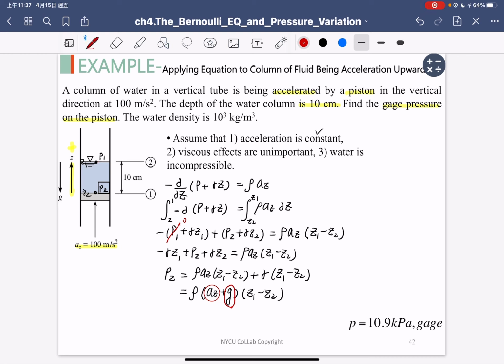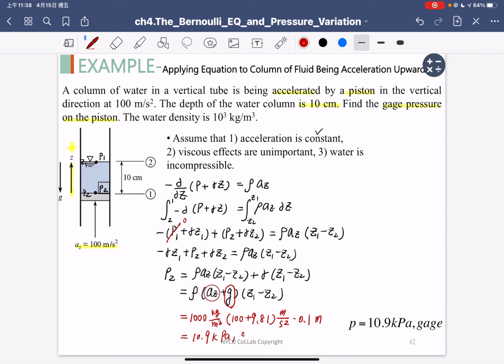Okay, so we can put all of the numbers inside. We have 1,000 kilograms per meter cubed, and the acceleration is 100 plus 9.81, with the unit meter per second squared, and z1 minus z2 is equal to 10 centimeters. So we convert to meters, which is 0.1 meter. Okay, so finally you can compute the final answer for this question. Because the number is quite simple, it is equal to 10.9 kilopascal.